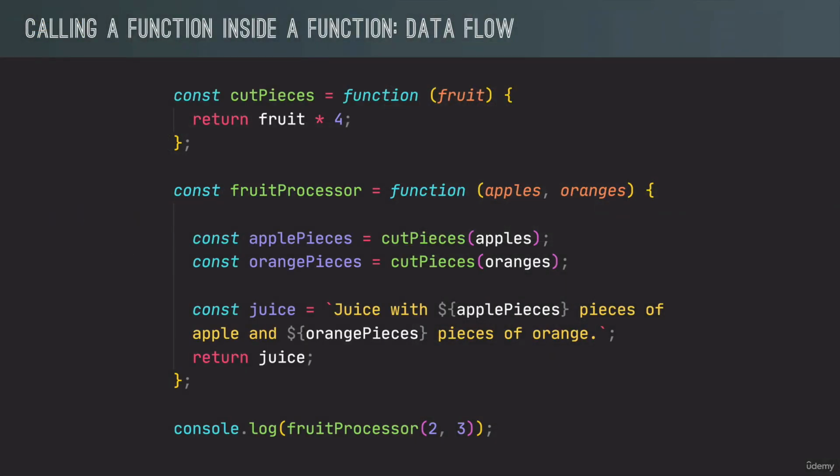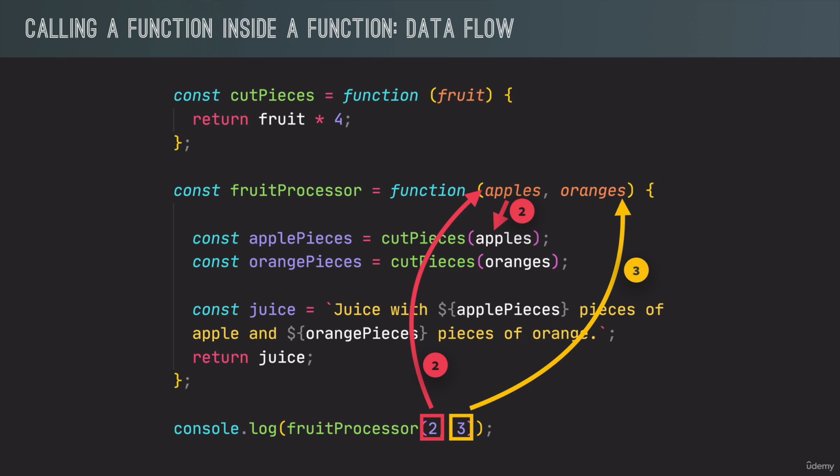So down here we are calling the fruitProcessor function with the arguments 2 and 3. And as we already know, this will then replace the apples parameter in the function with the number 2 and the oranges parameter in the function with the number 3. So that should be nothing new at this point, right? We are simply replacing the parameter placeholders with the actual values 2 and 3. And now let's analyze what's going to happen with the apples value. So apples right now holds the number 2. And that value 2 will then be used to call the cutFruitPieces function, right?